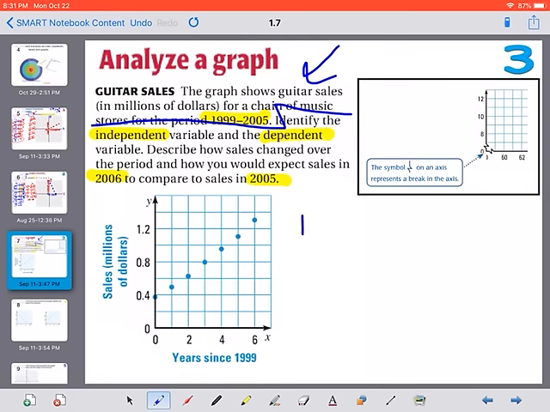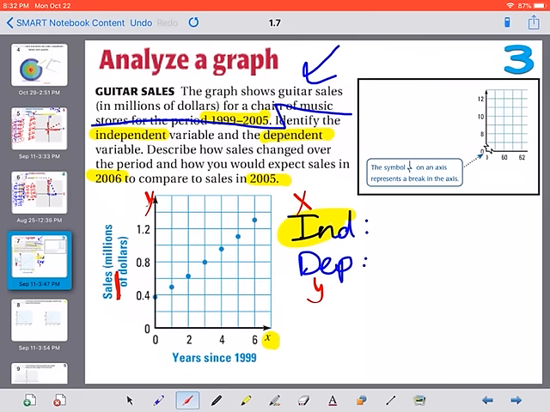Next, they want us to identify the independent and dependent variables. Independent is what we would plug in for the letter X, and our dependent variable, remember, is our Y's, what you get out. Our sales depends on how many years it's been, how many years we've been in business. So our independent X would be the number of years, and our dependent variable would be the sales. So this is Y and this is X.